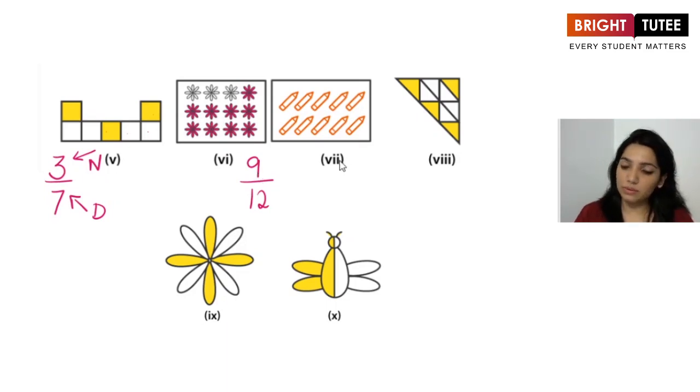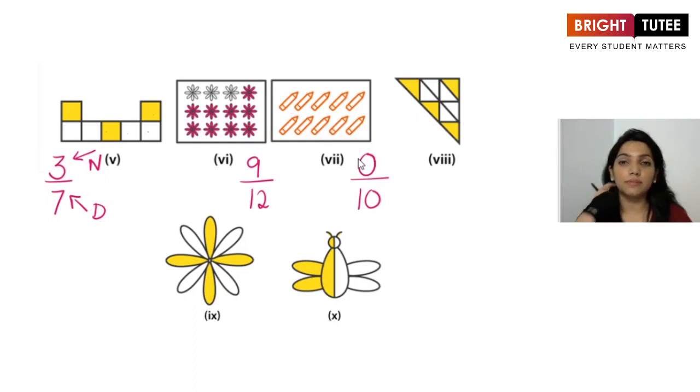Okay. Now the next one. Here, look, they have forgot to shade any part. What will you do now? You will write out of 1, 2, 3, 4, 5 and 10, 0 is shaded. Okay. I hope you're going to look at this carefully. Here in this particular image, out of 10 objects that were shown, none of them was shaded. So we have written as 0 over 10.